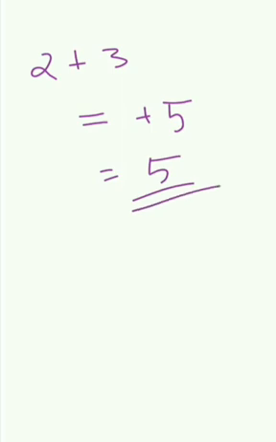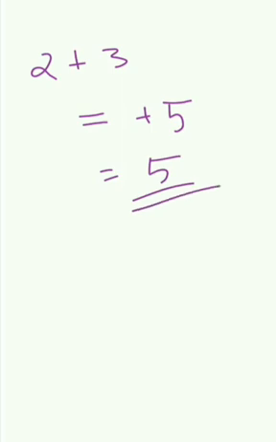Consider the example 2 plus 3. Here 2 and 3 are having the positive signs, the plus sign. So first we need to add their absolute values. Absolute value of 2 is 2, absolute value of 3 is 3, and 2 plus 3 is 5. Since both the numbers are having the plus sign, we will put the plus sign in front of the number. And we know that we usually don't write the plus sign, so we can also write it as 5 without the plus sign.